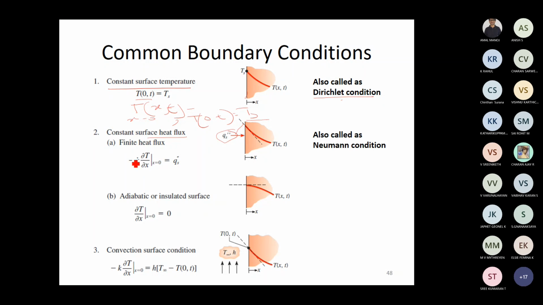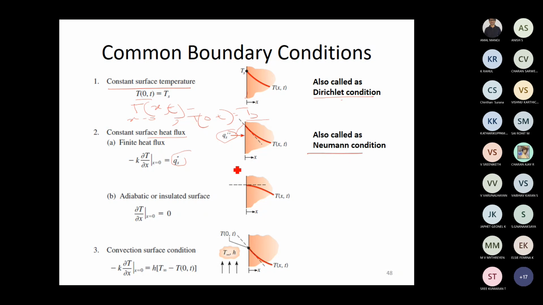In such a case, it is represented as constant heat flux at this point equal to minus K dou T by dou X at X is equal to 0. So this heat flux is given as minus K dou T by dou X at this particular point. So this constant heat flux condition is called a Neumann condition.